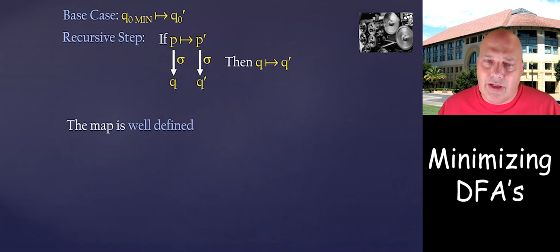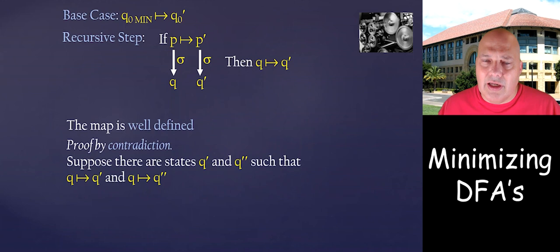The map is well defined. This is more challenging. So what does it mean? It means that for every states q prime and q double prime that are distinct, we shouldn't have that q is mapped to q prime and q is also mapped to q double prime. And recall that we didn't check consistency. We defined these things recursively, and we may reach the same vertex several times, and perhaps every time we reach it, we are going to map it to some other state. So this is not obvious. We need to prove it.